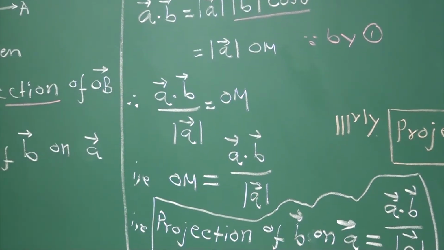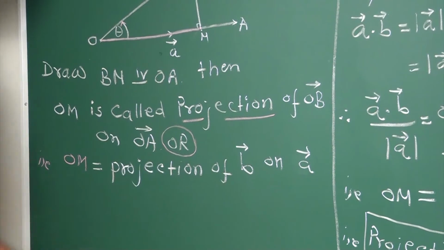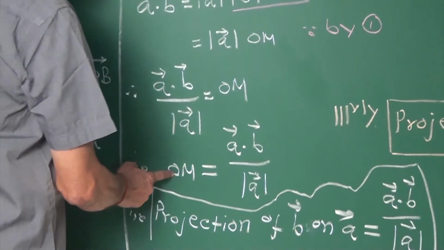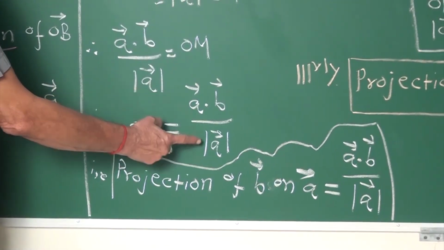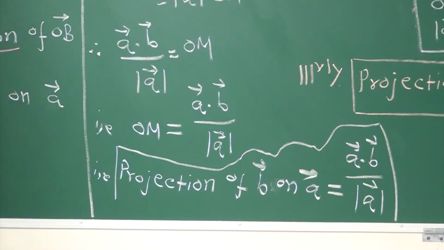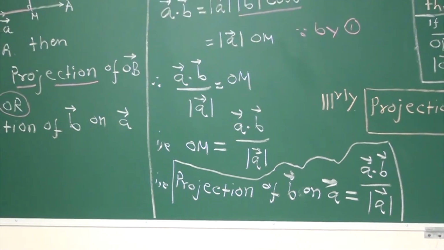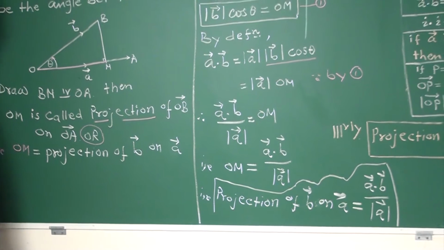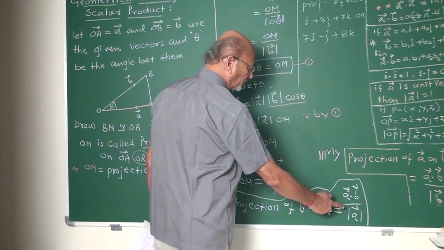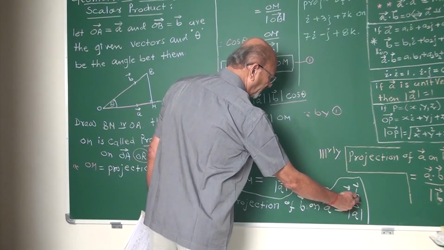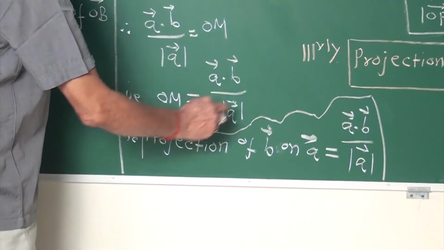But OM is the projection of vector B on A. So the projection of vector B on A equals A dot B upon magnitude of A. Yes, my friends, this is the geometrical meaning or expression for A dot B. Or we can write A dot B equals magnitude of A into projection of B on A.